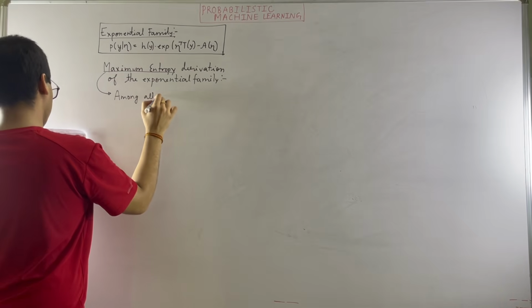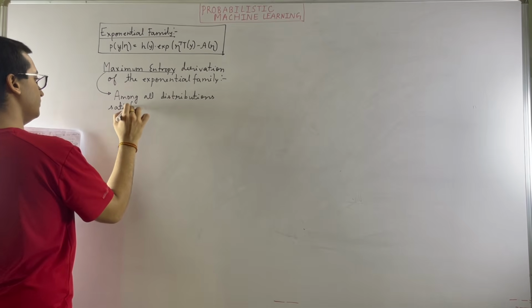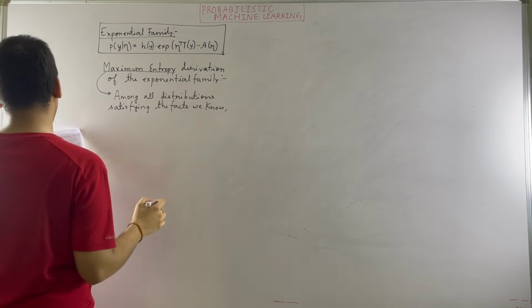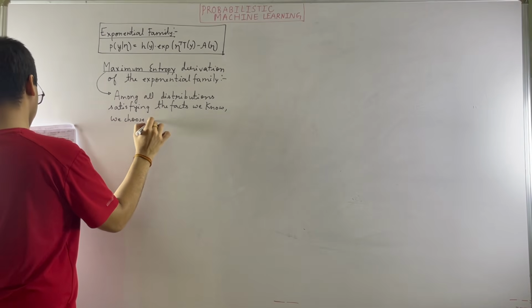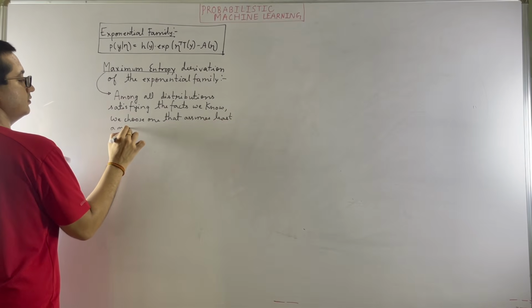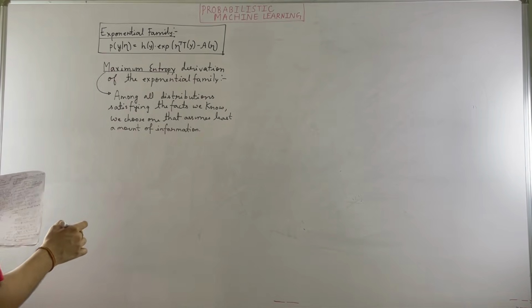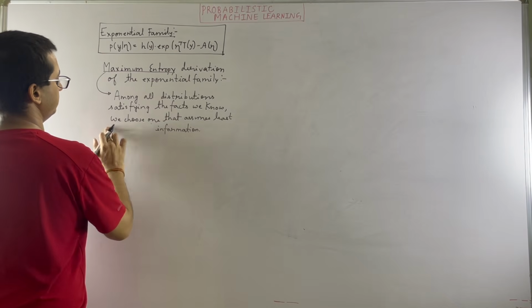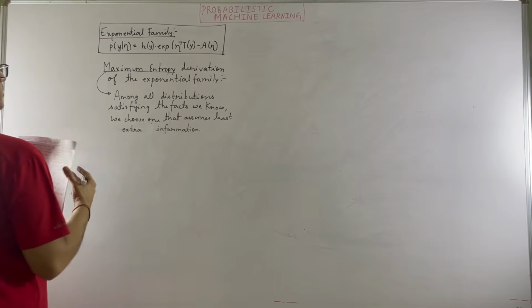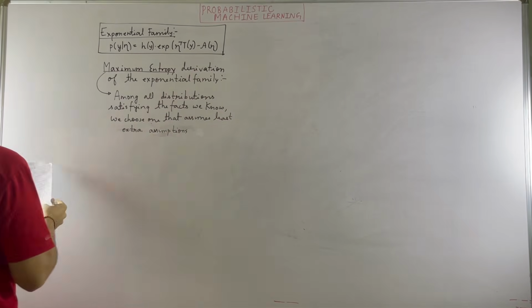So, among all distributions satisfying the facts we know, we choose one that assumes least amount of information. Least extra information, okay. Or you can say least extra assumptions, you can say least number of assumptions. And what do we mean by least number of assumptions?